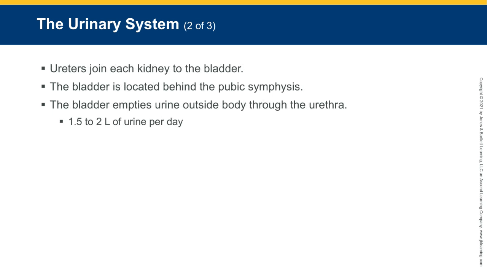Urine travels from the kidneys through the ureters to the bladder, where it is stored until elimination. The bladder, located behind the pubic symphysis, can hold around 1.5 to 2 liters of urine per day. Any obstruction or infection can result in painful and serious conditions, such as kidney infections or urinary retention.